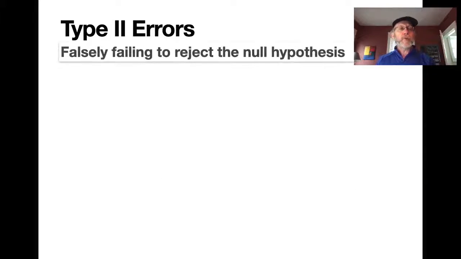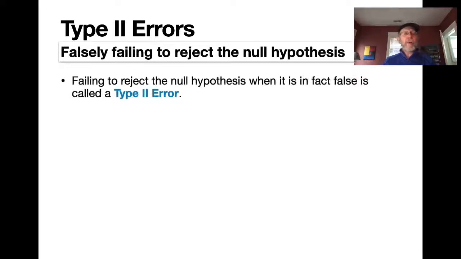So what's a type 2 error? A type 2 error is falsely failing to reject the null hypothesis. That is, the null hypothesis is actually false, and yet you fail to reject it. That's called a type 2 error.